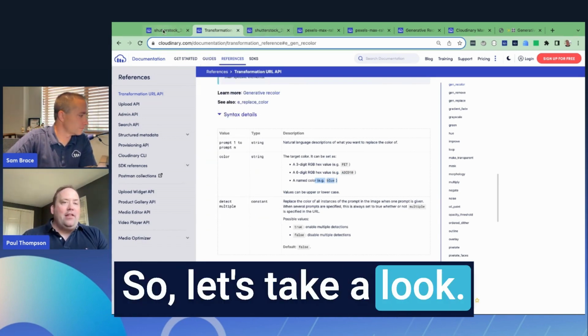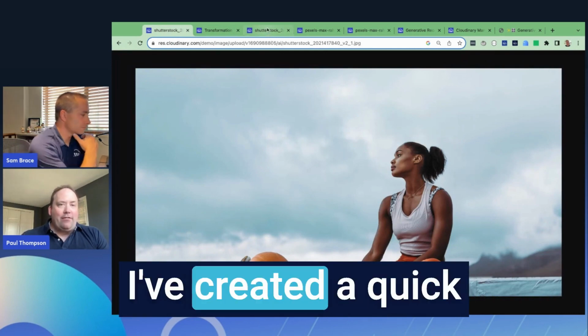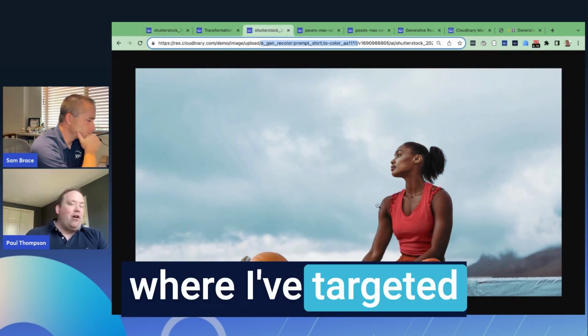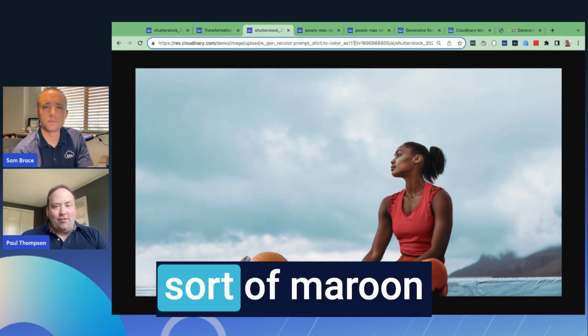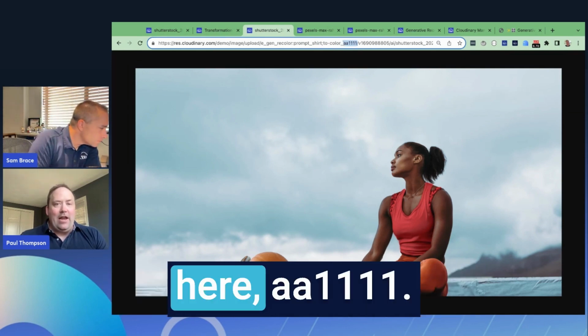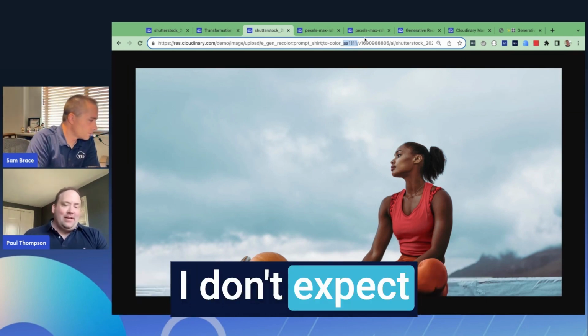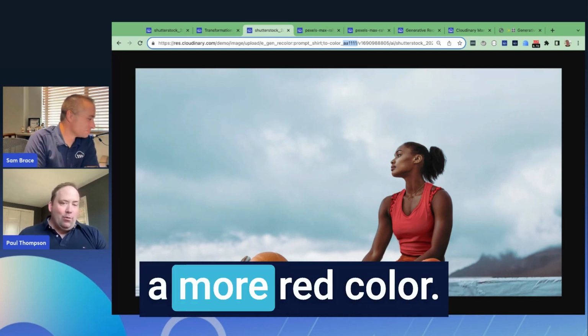So let's take a look again, starting with this image. This is a starting point. I've gone ahead and created a quick demonstration here where I've targeted the model's shirt, and I've asked it to change to this sort of maroon crimson color. If you can see the hex code I'm passing here, AA1111, I don't expect everyone to understand what that means, but essentially it's asking this to change to a more red color.